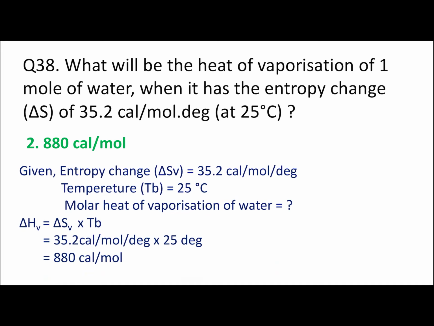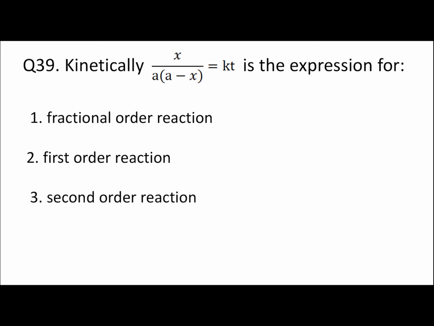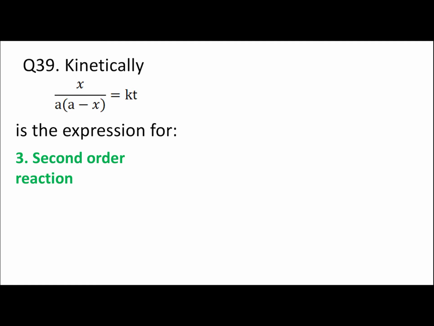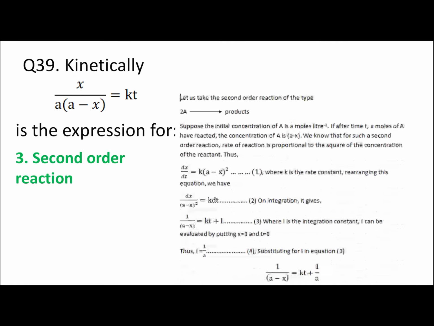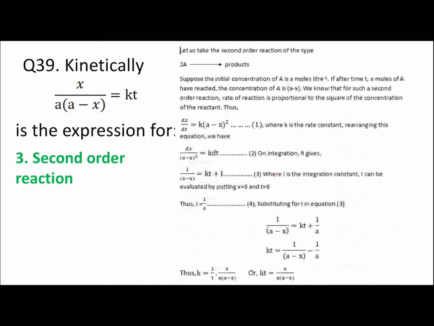Kinetically, x upon a minus x equal to kt is the expression for a fractional order reaction, first order reaction, second order reaction, or pseudo order reaction. We have to find out this equation will represent which of the following reactions. This equation will represent a second order reaction. Let's see how. This is the whole process of how this formula is derived, and you can read this process by pausing the video. And I have taken this equation from the Bahl book, Arun Bahl. You can go and read in there also.